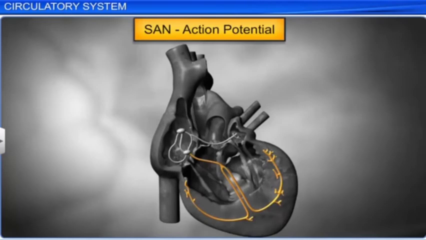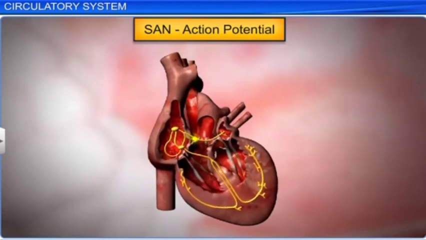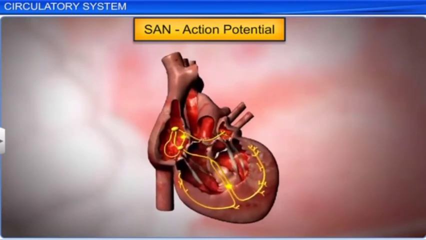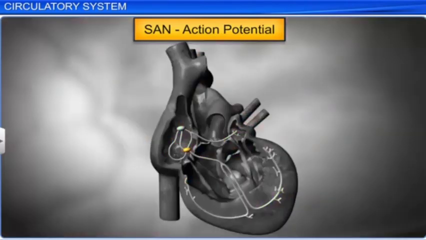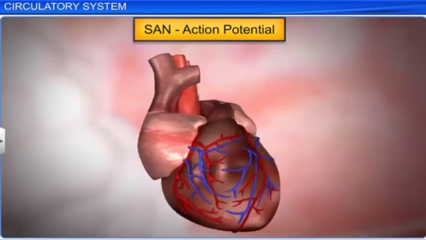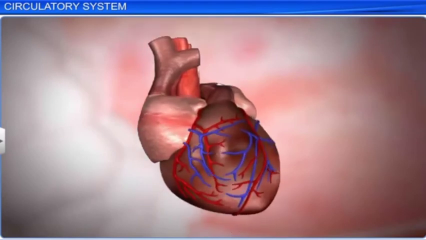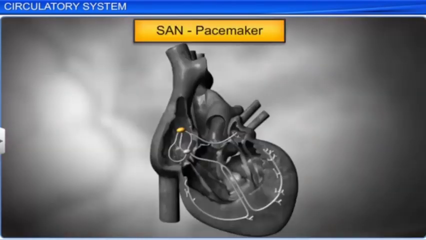The sinoatrial node can automatically generate 70 to 75 action potentials or electrical impulses per minute. This action potential is transmitted to every other part of the heart, through the AV node and bundle of His, to bring about the rhythmic contraction of the heart. This is why the average heart beats 72 times per minute. Hence, the SAN or sinoatrial node is called the pacemaker of the heart.